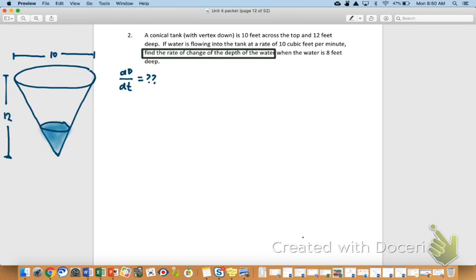Did anybody see any other rates that are happening here? There's got to be at least one more, right? And what are we talking about? Like, what kind of thing is that? Water is flowing into the tank, and there's that word rate again. That's key. What is that? It has to do with volume, doesn't it? How did you know about volume, Jed? Cubic feet. There it is. Yeah, cubic feet. That's a volume unit.